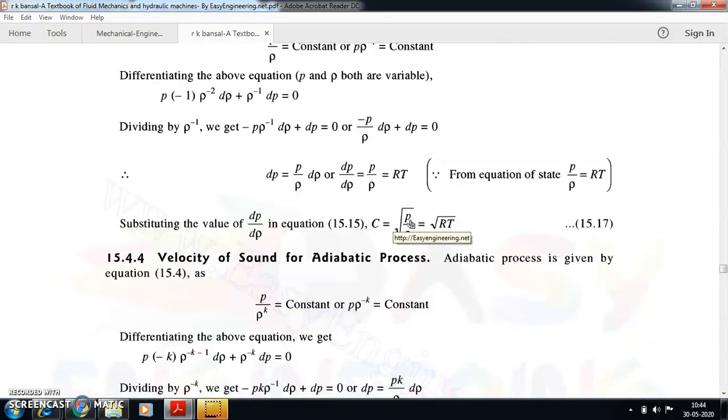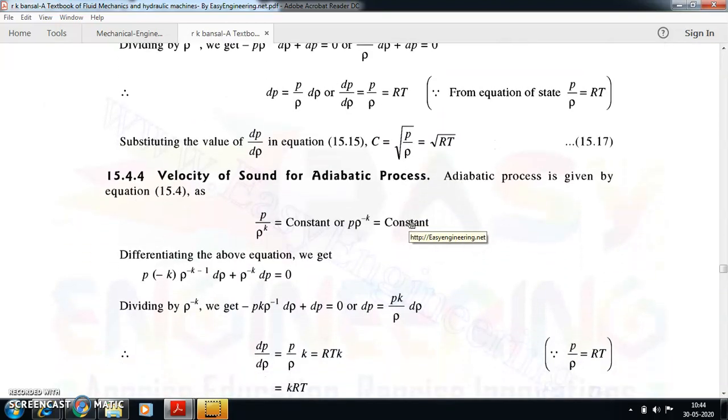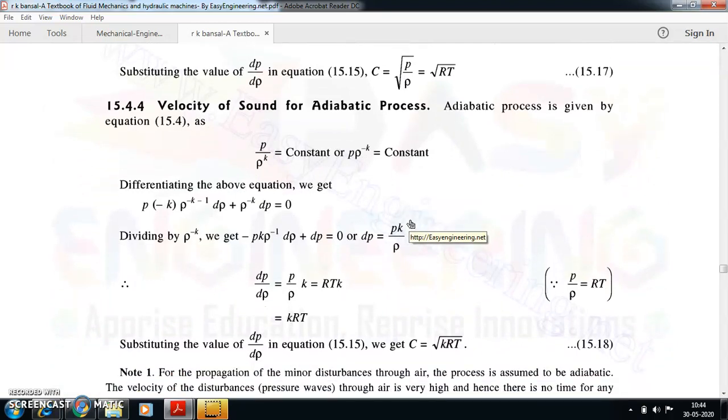So this will be the equation for the velocity of sound for an isothermal process. Very important. Let us see the velocity of sound for the adiabatic process. The procedure remains the same, only the equation changes here. We start with the adiabatic process equation: p divided by rho to the power of k is equal to constant. I can rewrite it as p into rho to the power of minus k is equal to constant.